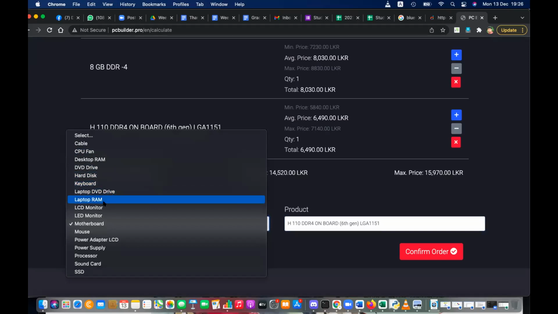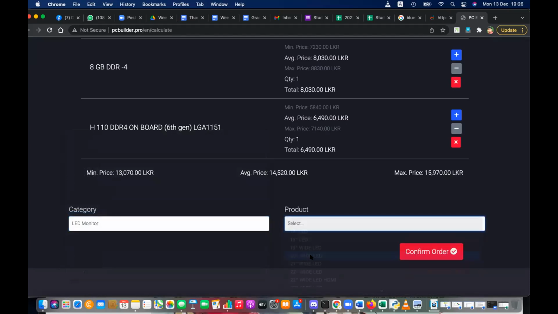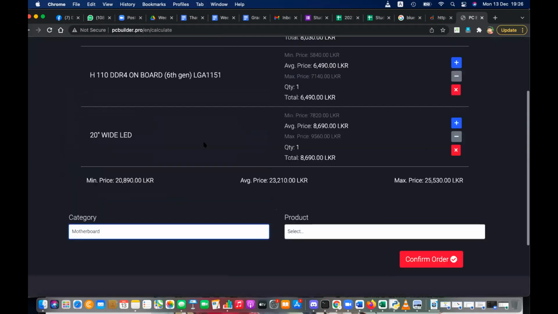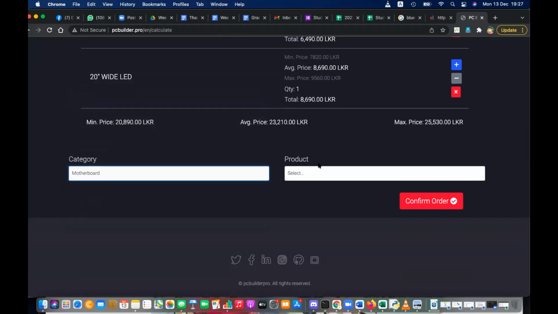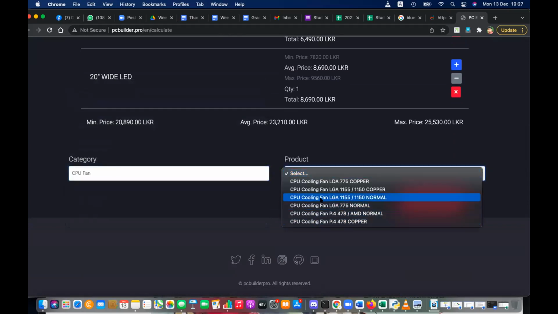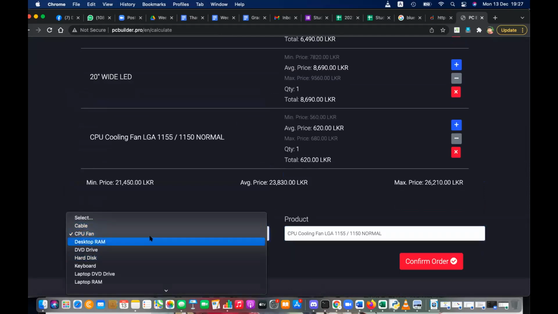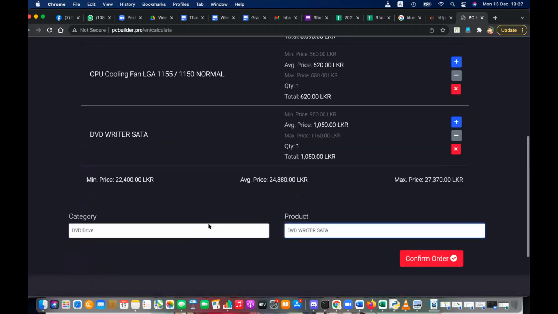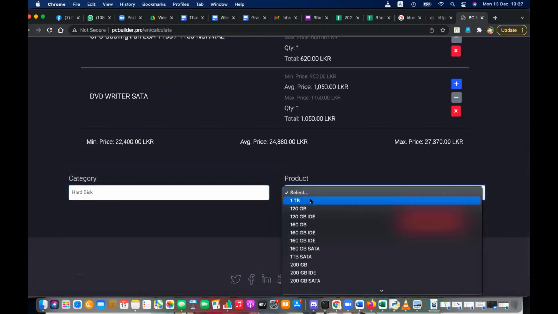Let's use a DVD drive. LED monitor, right, let's use an LED monitor, it's a 20 inch wide one, okay, 20,000. Motherboard, we already picked a motherboard, right? Yeah. And you need a power unit. CPU fan. Okay, let's put a CPU fan. LGA one. Then let's put a DVD drive, a DVD writer, SATA. Power supply. Yes, hard disk 1 TB. Hard disk was 1 TB. It's in that.